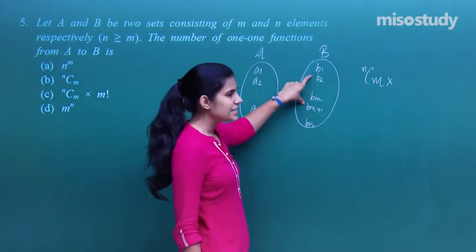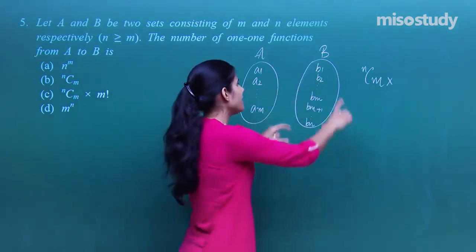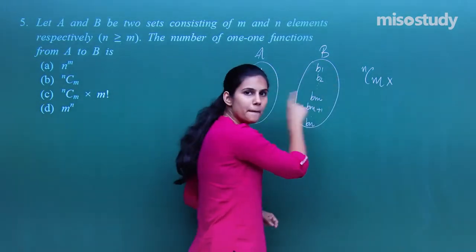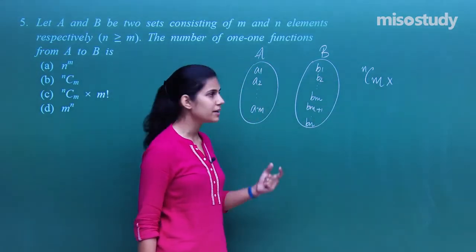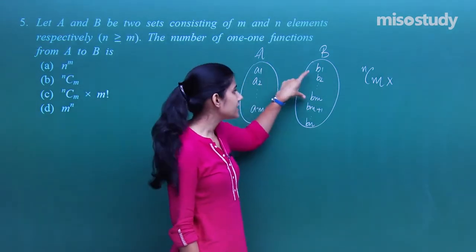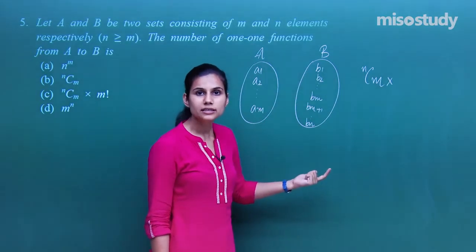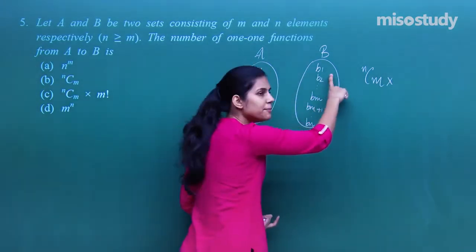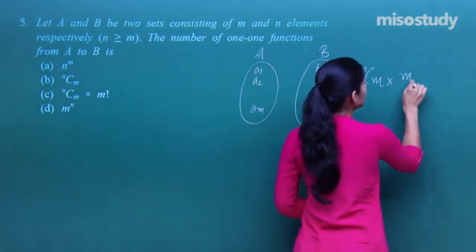First set of m elements has been chosen out of the given n elements. Now I have m elements with me. I can basically map in how many ways? In how many ways can I develop the mapping from the members of set A, which are m in number, to the selected m members of set B? That can be done in m factorial ways, right? It's almost like m elements are being arranged in m distinct places. So that can be done in m factorial ways.